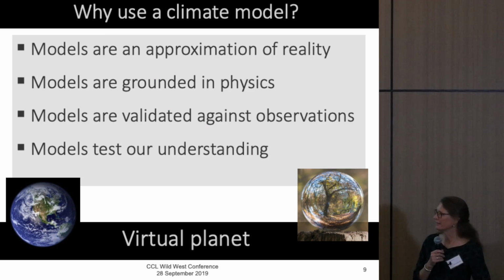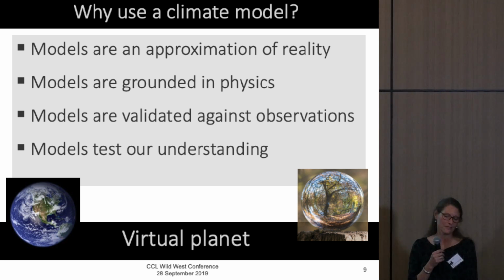Again, what do we know about climate models and why are we using them? So they're an approximation of reality. We know that they're grounded in physics. We take the best understanding we have of the current state of physics and we put those into equations. We validate our climate models against observations, and then we use them to test our understanding of the physics that we've simulated and our understanding of the forcing that we've put into the model.